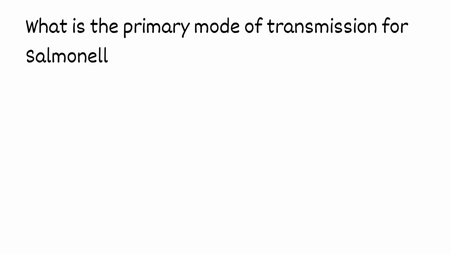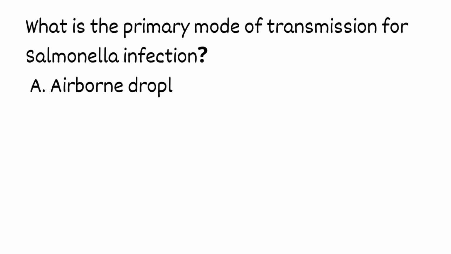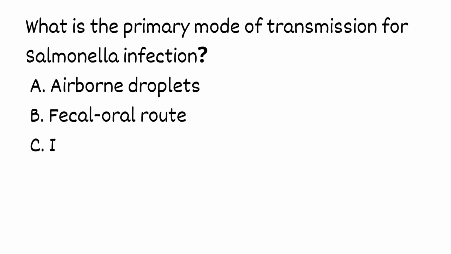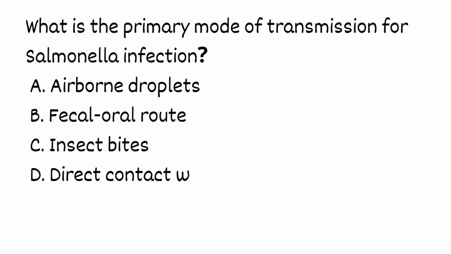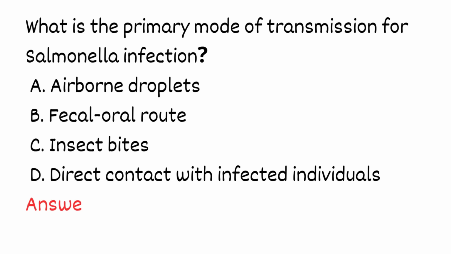Answer, B. Superior and inferior mesenteric arteries. What is the primary mode of transmission for salmonella infection? A. Airborne droplets. B. Fecal-oral route. C. Insect bites. D. Direct contact with infected individuals. Answer, B. Fecal-oral route.